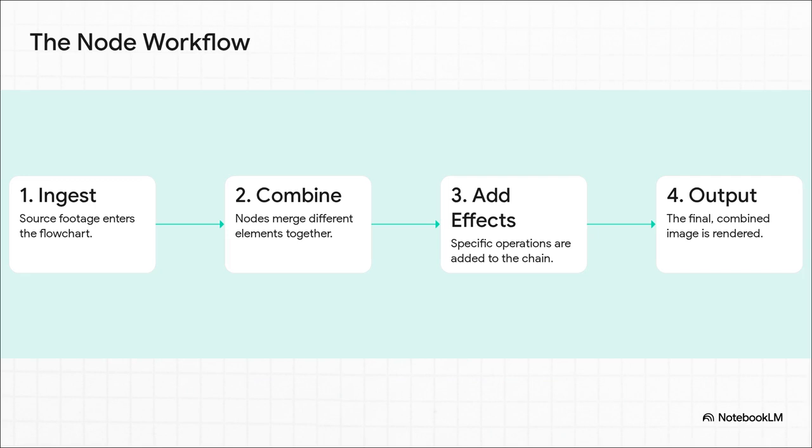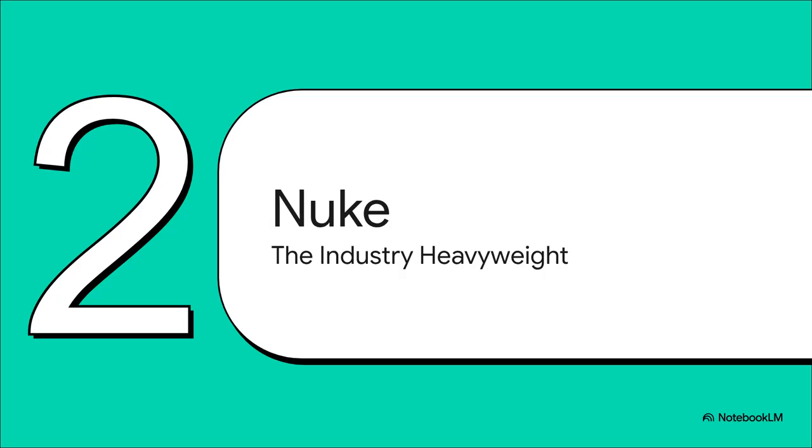So in practice, it's actually pretty logical. First, you bring in your footage. Then you start connecting nodes to combine things and add your effects, like keying out a green screen or adding a blur. And finally, you hook it all up to one last node, the output. It's a completely visual way of building an image from the ground up. Okay, let's meet contender number one.